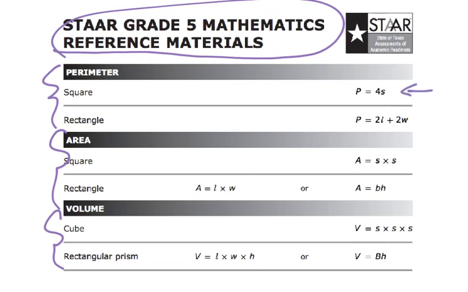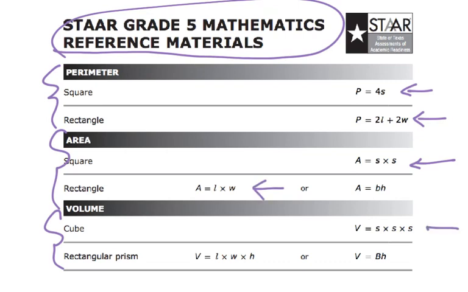I can see that the perimeter of a square would be 4 times the length of a side. Perimeter of a rectangle would be 2 times the length plus 2 times the width. The area of a square would be multiplying the side times the side. And then the area of a rectangle would be multiplying length times width.